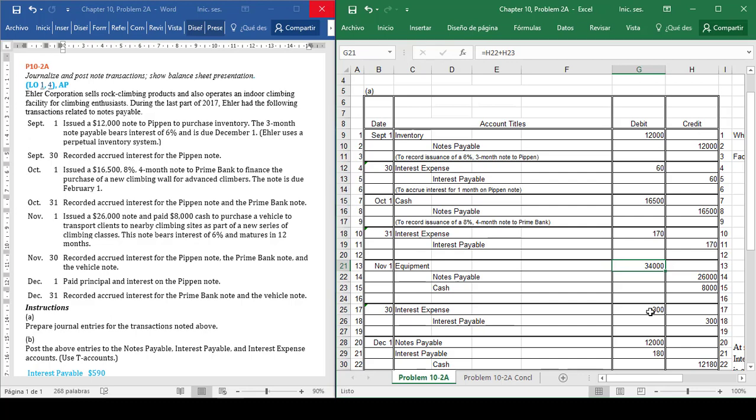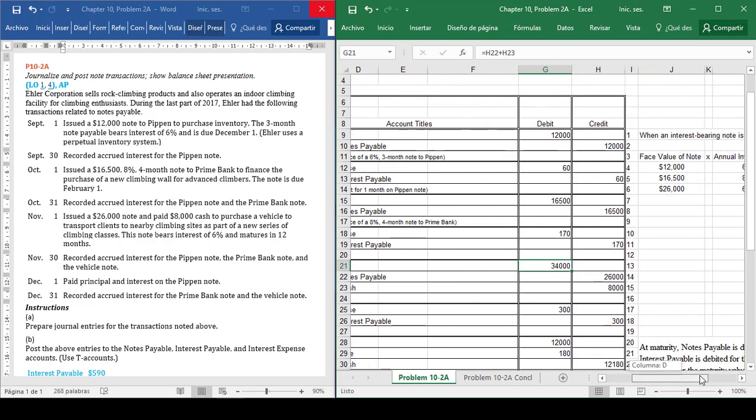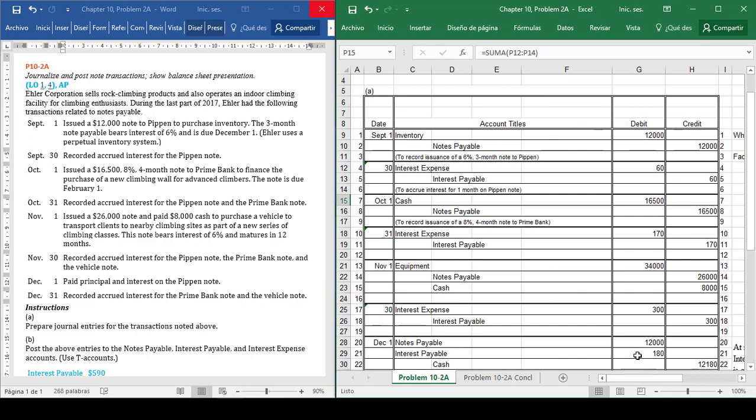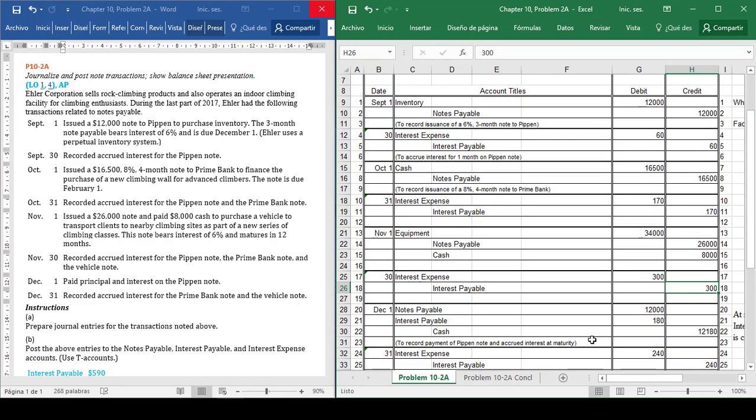And in this case, we have to add the last note's accrued interest, which is the face value of the note times the rate for 1 month. It's 130. The sum of all these three is 3,000, which is this one here.